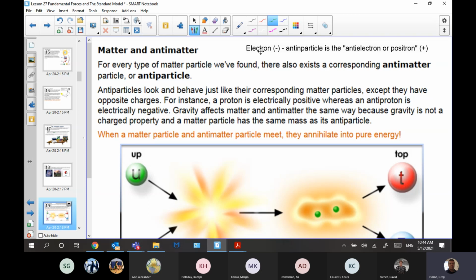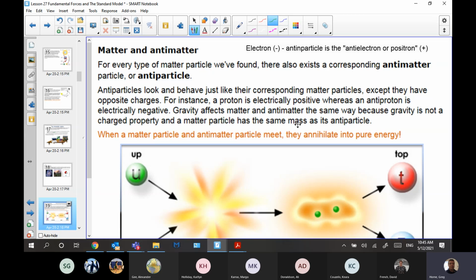So for example, the electron you're familiar with, there's also an antiparticle called an anti-electron, or a positron. Most often it's called a positron. It's just an antiparticle to it. And so they look and behave a lot like their corresponding matter particles, but they have opposite charges and opposite other physical properties as well.